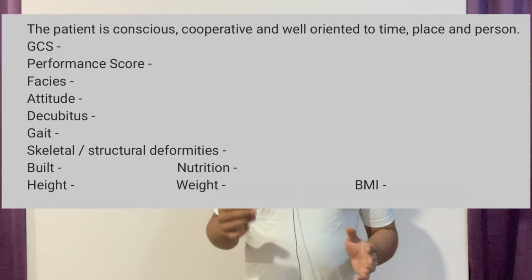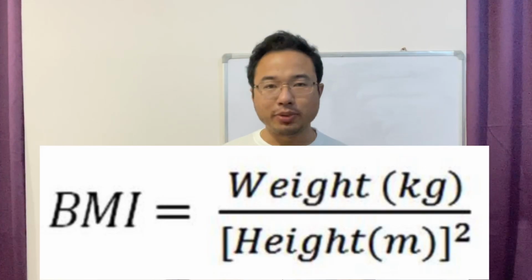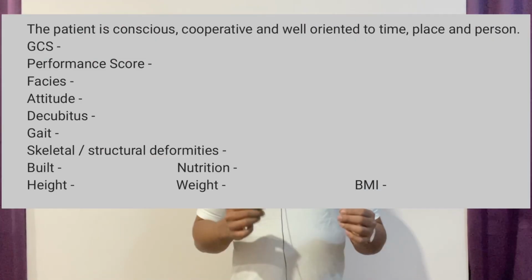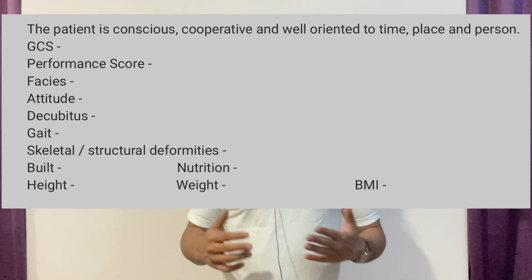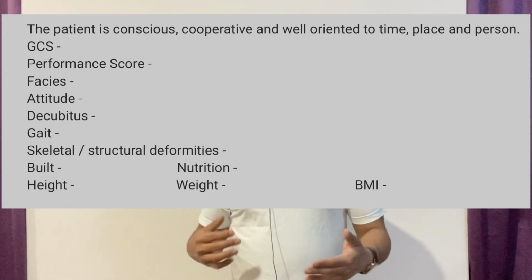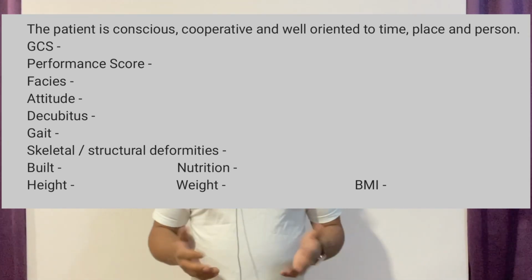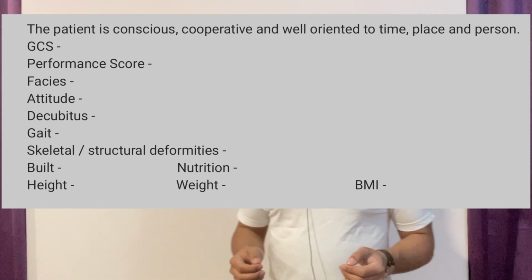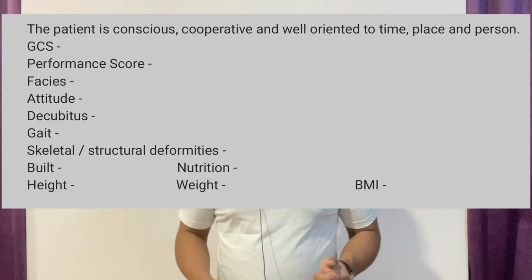And then we have to assess the height, weight, and BMI. Some examiners like height, weight, and BMI. Some like build, like average build or above average build, and nutrition is poor, adequate, or good. Skeletal and structural deformities: some patients can have no hand, amputated limbs, or additional fingers like 6 fingers, polydactyly, or kyphosis and scoliosis and all that, some sort of obvious deformity.